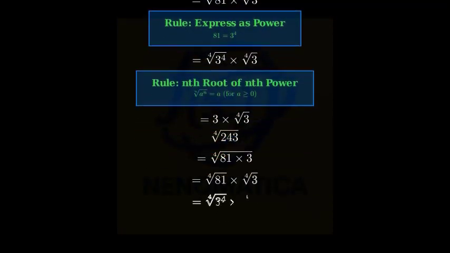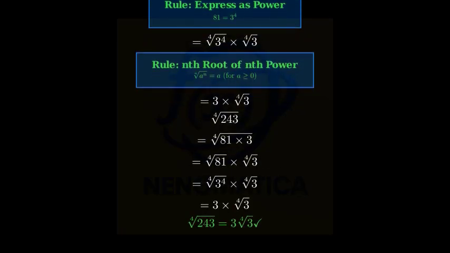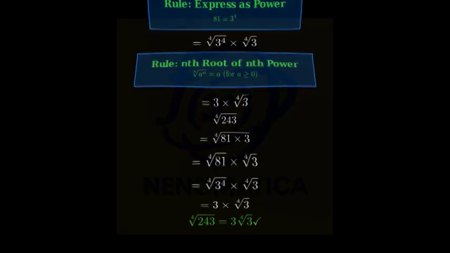Looking at our original equality, we started with the fourth root of 243 on the left side, and through our algebraic manipulations, we arrived at 3 times the fourth root of 3, which matches exactly what we have on the right side. Therefore, the equality fourth root of 243 equals 3 times the fourth root of 3 is true.